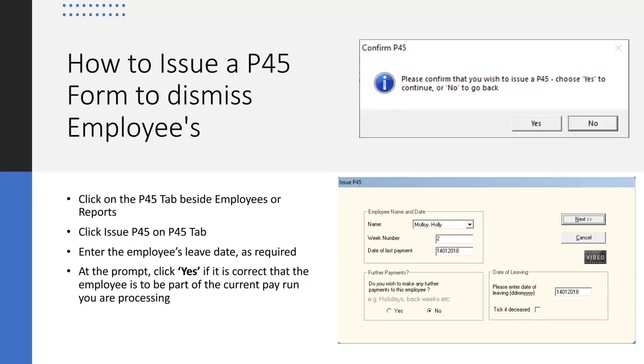So I was going to issue a P45 form to Holly Malloy. I entered her date of leaving, then I clicked next, and then this appeared. Confirm her P45 form. If I click yes, then she will be dismissed from the company or no longer available. If I click no, she'll be staying with the company and not be issued with a P45 form. So yeah, that's how to issue the form. That's it, the two basic screenshots on how to use the P45 form. So now I'm going to move on to the next slide.